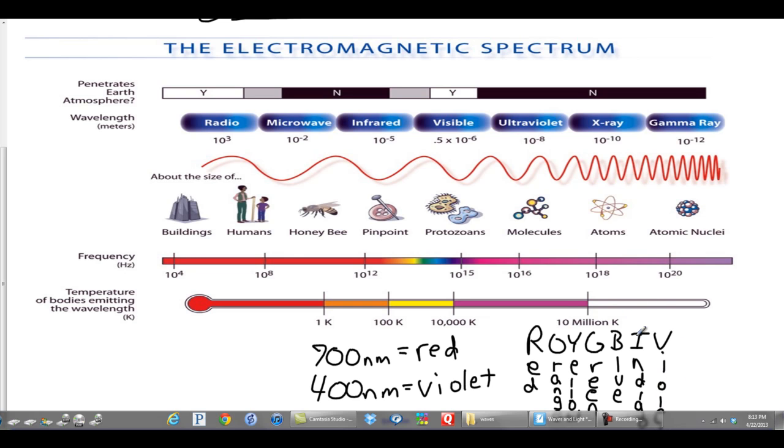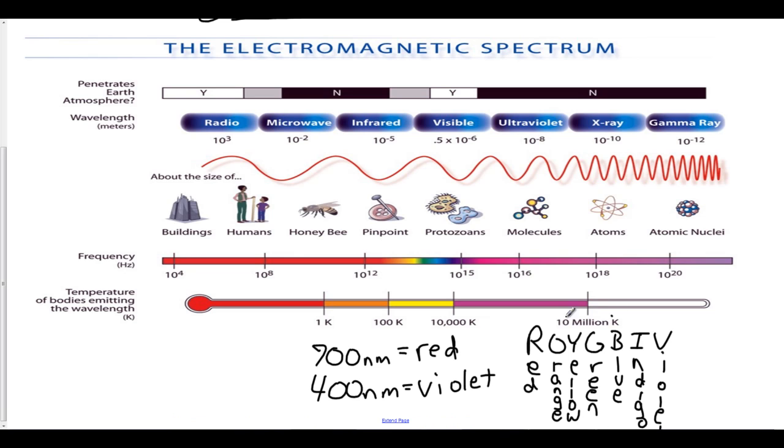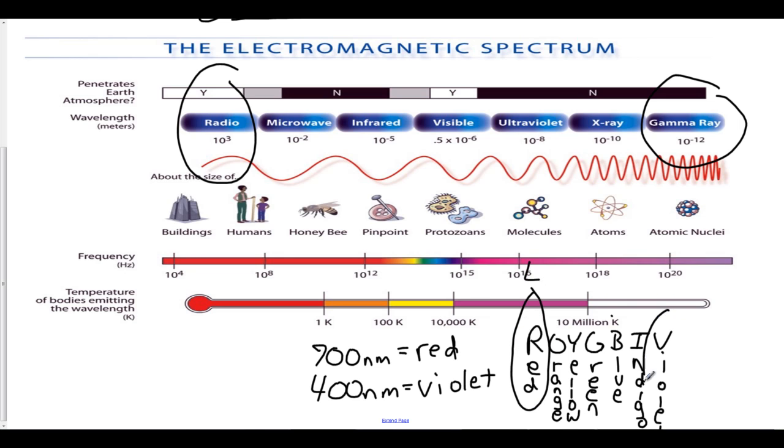Now the energy associated with these colors increases as you go to the right. So radio waves have the lowest energy, and gamma rays have the highest energy. Same thing with the colors. Red has the lowest energy, so that's the lowest. And violet has the largest, or the greatest energy, so that's the highest.